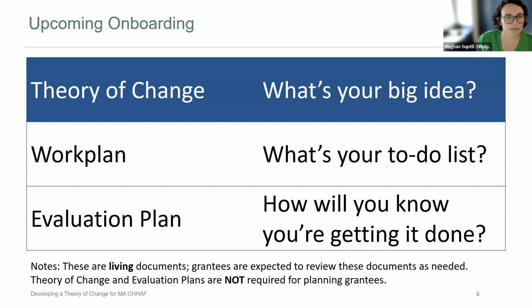So we are in the middle of Cohort 3 onboarding. Today is looking at the theory of change, which is kind of asking what's the big idea of your project. The next webinar will be focusing on developing a work plan, which will have the question of what's your to-do list. And the third and final onboarding webinar will be about developing an evaluation plan. How will you know that you're getting those things done that you've listed in your theory of change and your work plan?